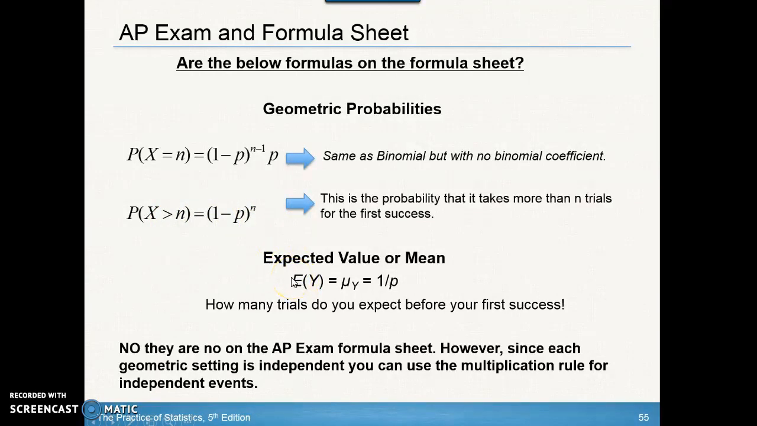And then your expected value or your mean, that is on your formula sheet, they mean the exact same thing. So it's 1 over p. So how many trials do you expect to get? How many trials do you have to do before you expect to get your first success? Now just remember, don't ever round this one, even if it comes out to a not pretty number.